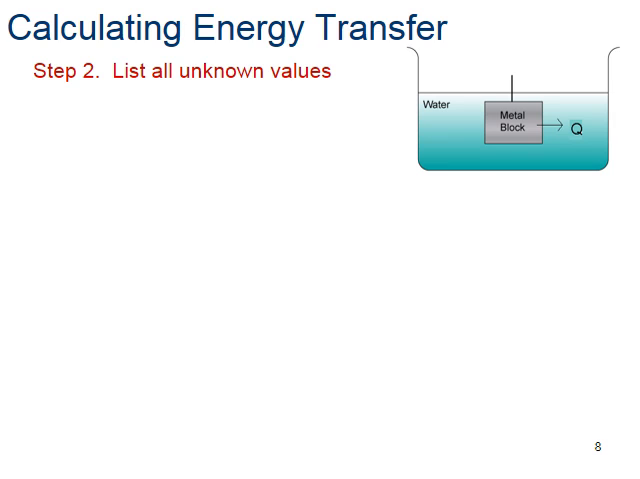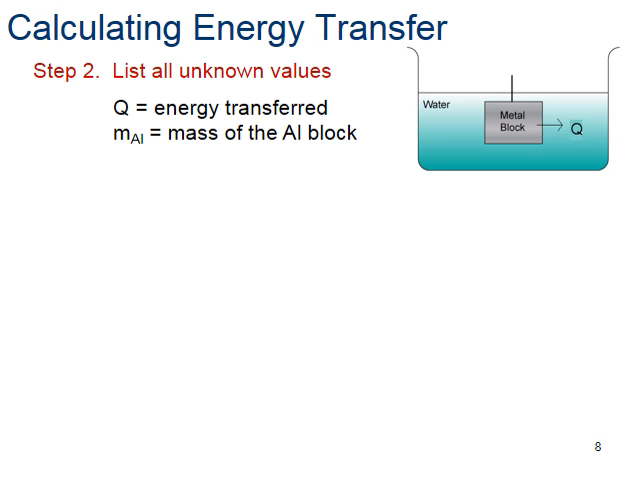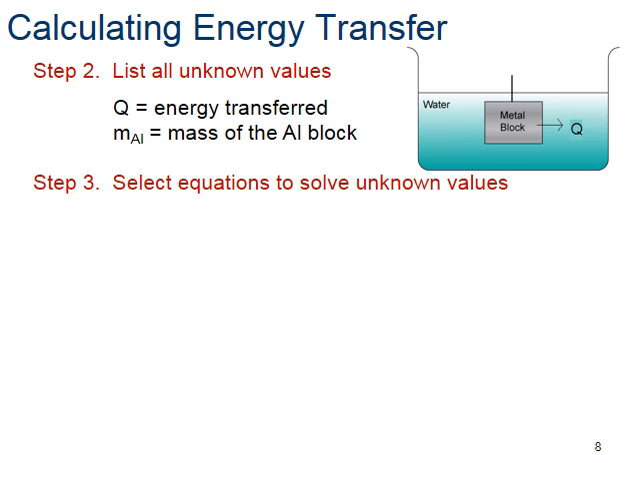Now let's list all of our unknowns. We don't know what the energy transfer is, and we don't know what the mass of the aluminum block is. So what are the relationships or equations that we know? We know Q equals mc delta T, and we also know, this is important, that the heat given up by the metal block is equal to the heat absorbed by the water. Those two have to be equal for us to come to thermal equilibrium at 30 degrees.